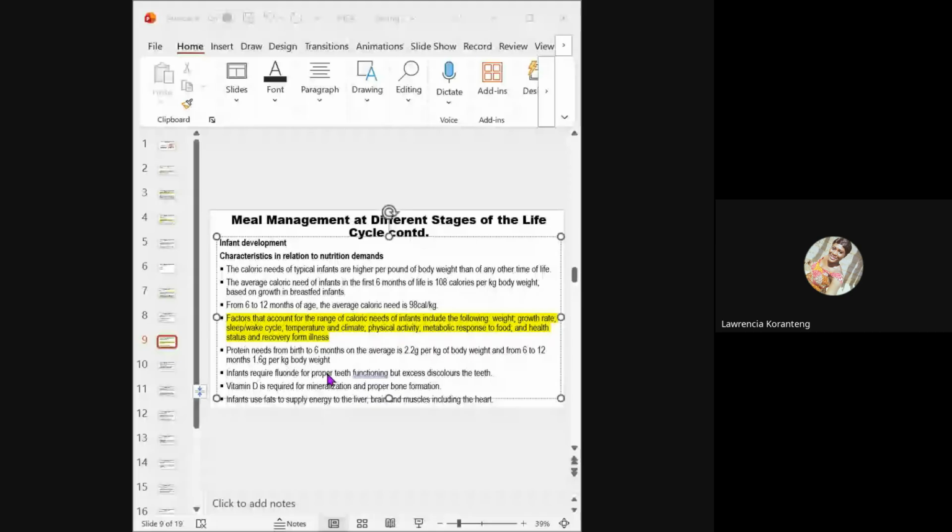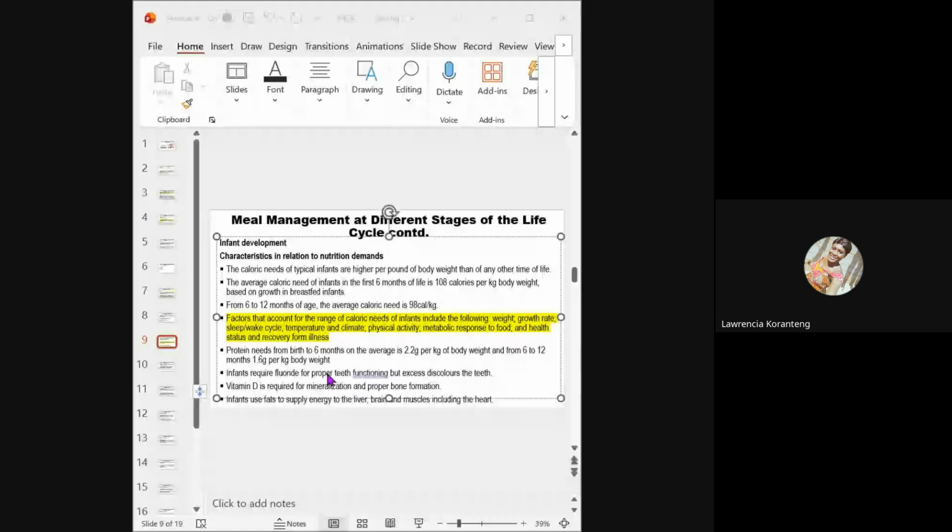Then infants use fat to supply energy to the liver, brain, and muscles, including the heart. So they need some little amount of fat. So once you start complementary feeding, that is from 6 months going, you should include healthy fat, especially some butter, some egg yolks so that they will get some fat from it. They need a good amount of fat to supply energy to their brains.